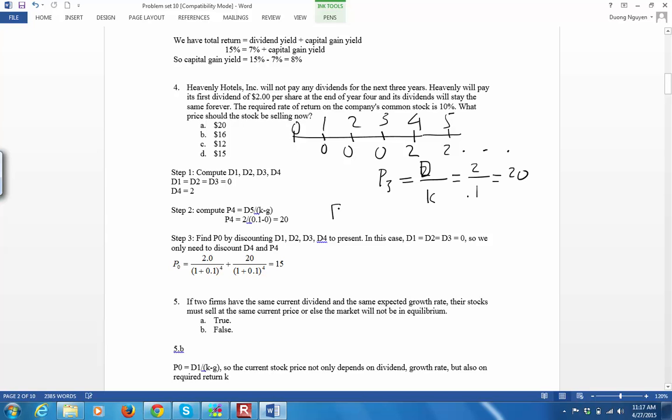The question is asking for the price today, so you need to find the present value of P3, which is P3 over 1 plus K raised to the power 3, equal to 20 over 1.1 to the power 3. This is equal to $15.